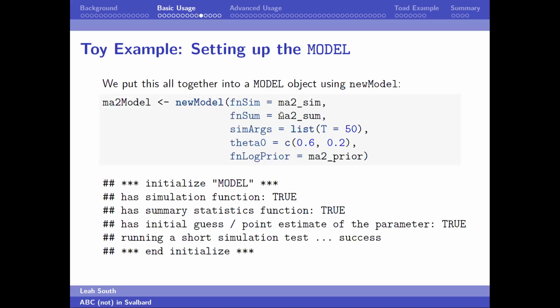So then it's pretty simple, at least we like to think, to put all of that into a new model class. This is the way you do that. You say fnsim equals your function, fnsum, this is the other function you've defined. There were some extra arguments that were required in the simulation function, so those can be entered in here. There's the initial value, and there's the log prior function. So you can do all that, and then it will spit out that it's checked your model and everything seems to be working well. You're not missing anything.